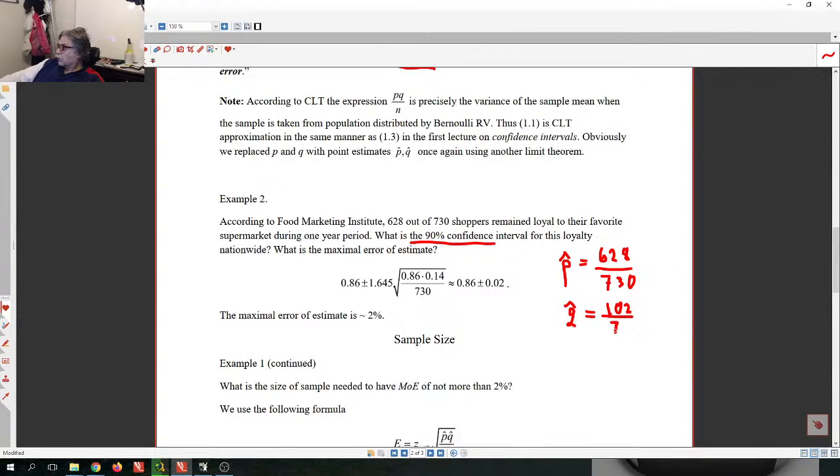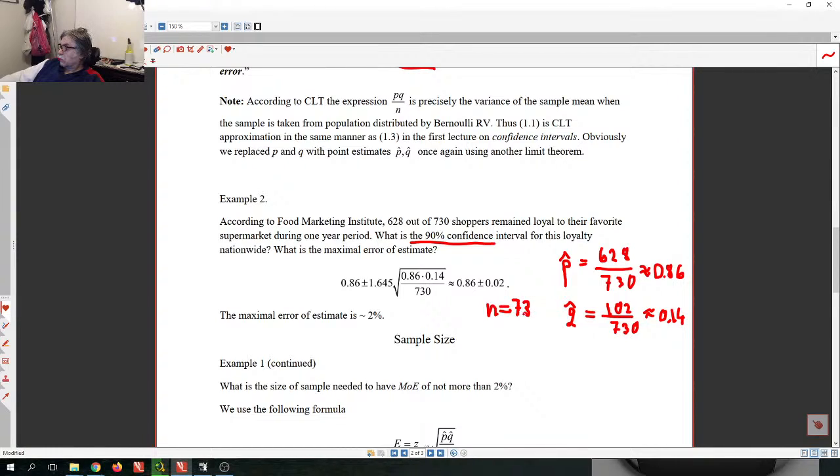That turns out to be approximately 14%, which means that the p hat is approximately 86%. It's nice to have that in terms of decimal number because it's going to be easier to calculate with. But then, of course, you're losing some precision because the fraction is not exactly the same as this decimal number. And I do have n. Of course, n is obviously 730. The size of the sample.